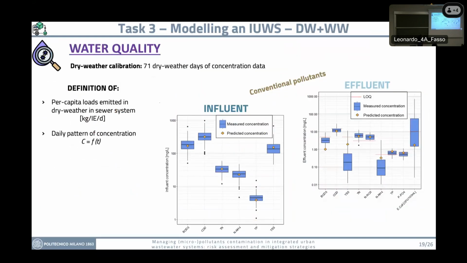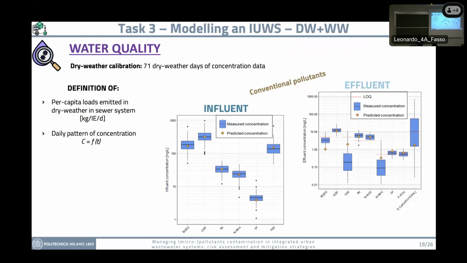So, moving to the water quality, for the conventional pollutants, I will show you just the calibration in dry weather. And here you can see that with the blue box plot, we have the measured concentration from 70 days. We have 70 days to calibrate the data. And the orange dot here is what we predicted with our model.